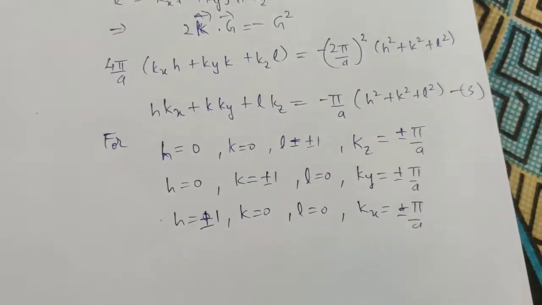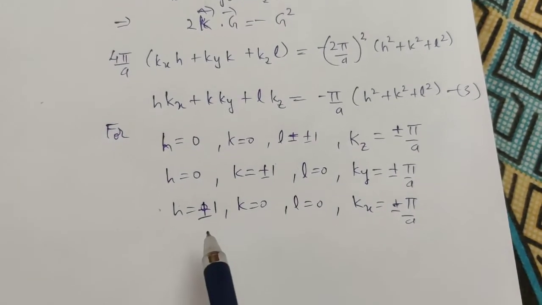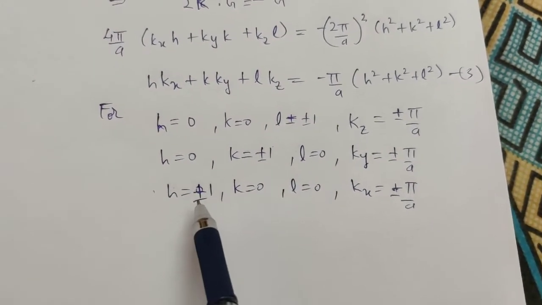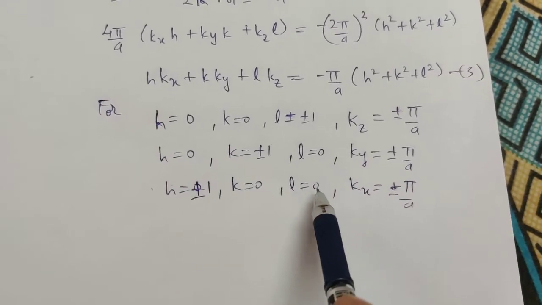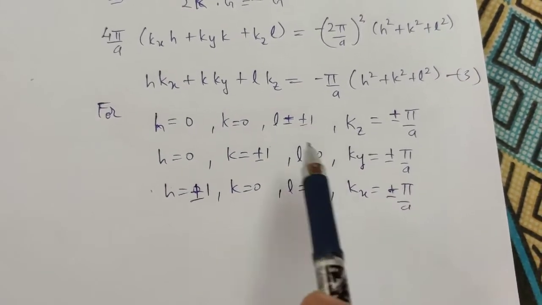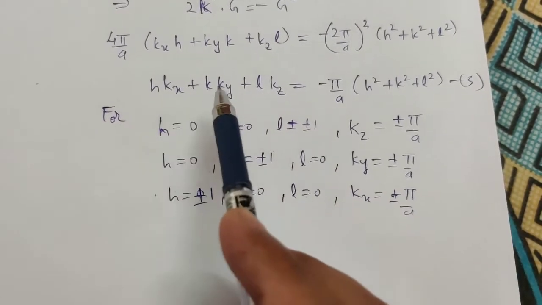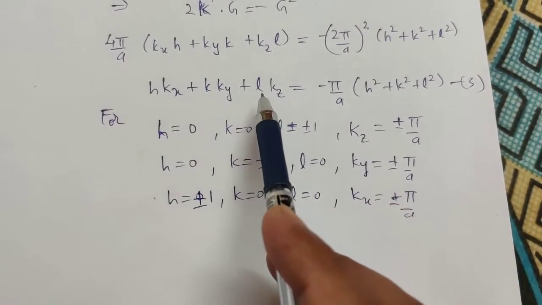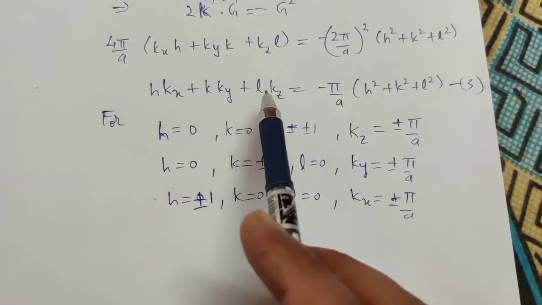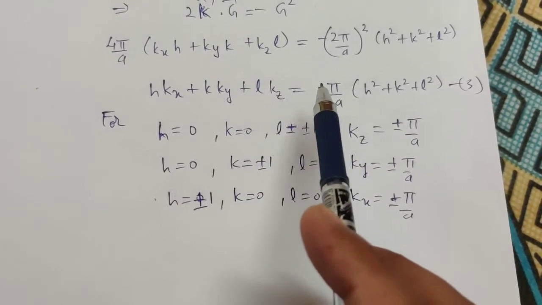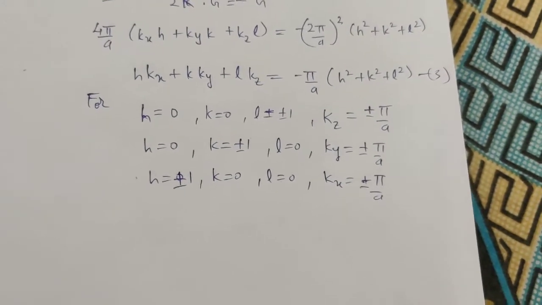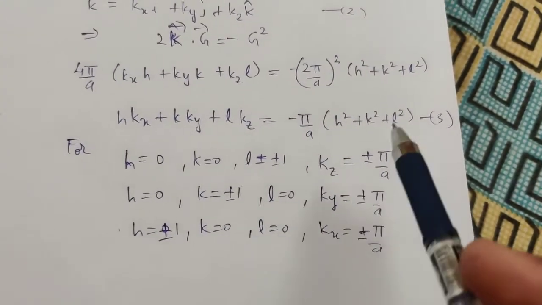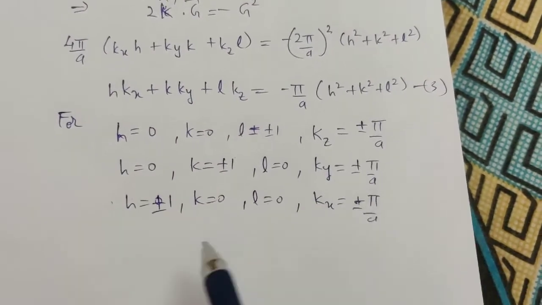So these are the different equations. Now there will be another case where H is equal to plus minus 1, K is equal to plus minus 1, L is equal to plus minus 1. And so here the input will be plus minus Kx plus minus Ky plus minus Kz is equal to plus minus 2 pi by A, so 3 pi by A. There will be another condition for that.